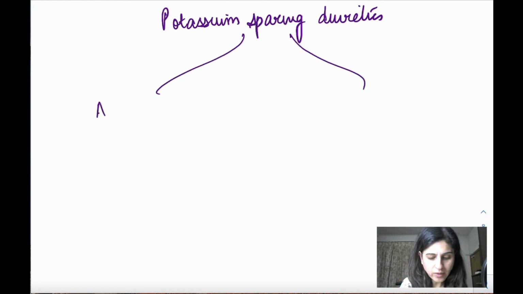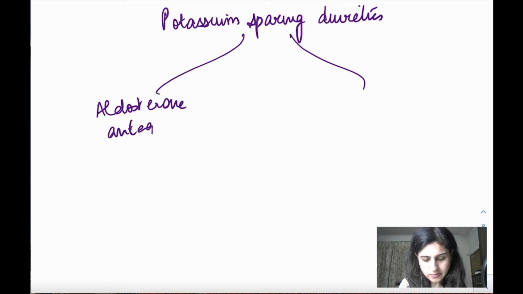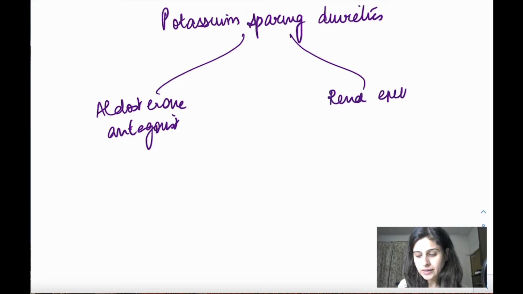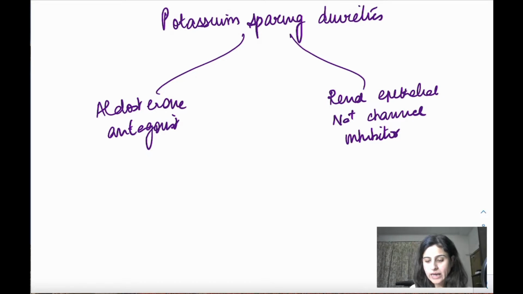One we call aldosterone antagonists, and the other is called renal epithelial sodium channel inhibitors. Okay? So we have these two.